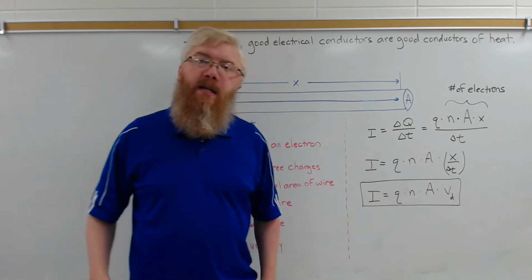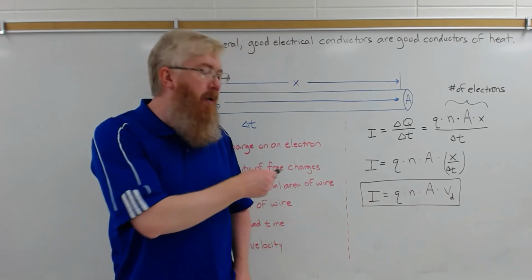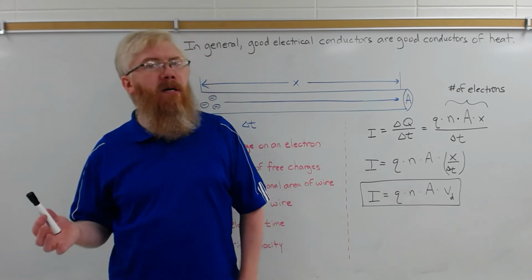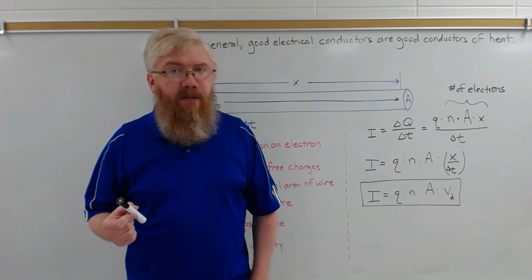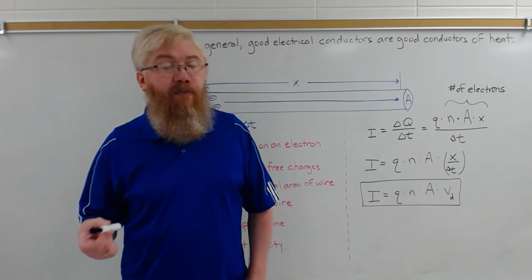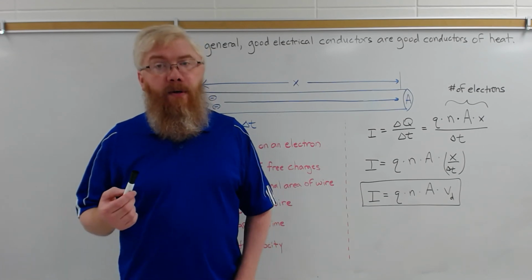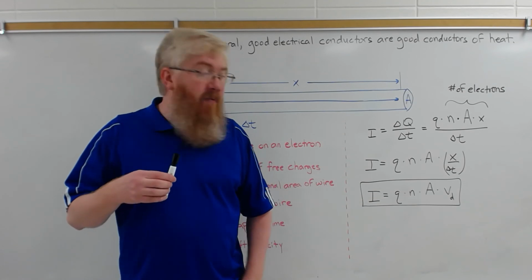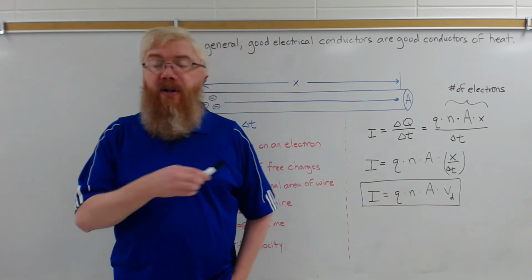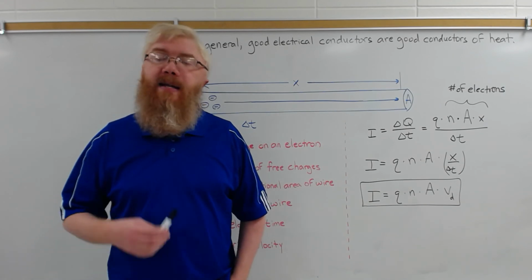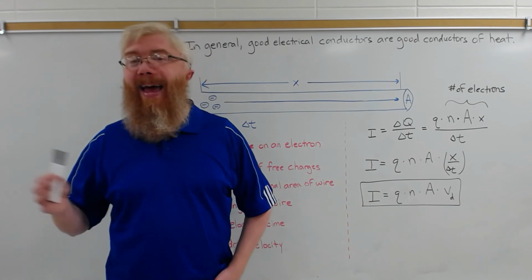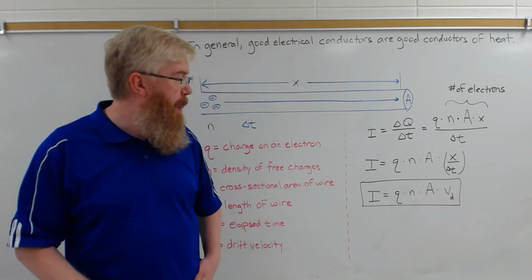N is the number of charge carriers. That varies depending on the wire. Aluminum and copper might have different charge carrier densities. One might have slightly more electrons per unit volume than the other. All of them would have high free electron densities compared to plastic. For example, plastic is a terrible conductor. It doesn't have many or any free electrons per unit volume.